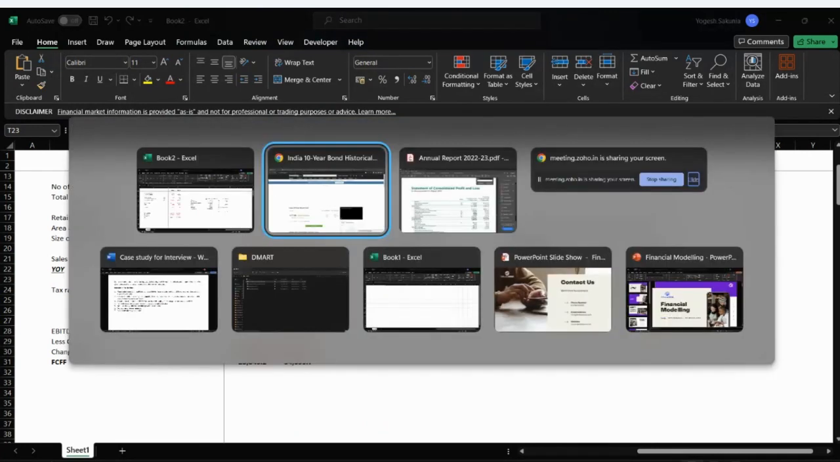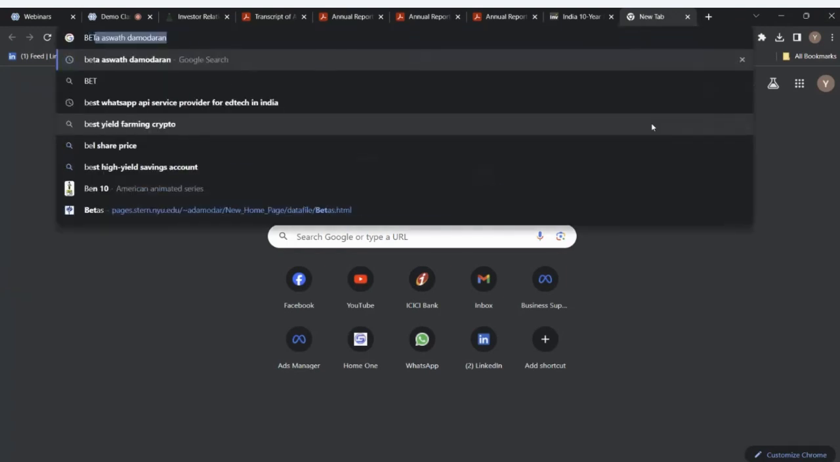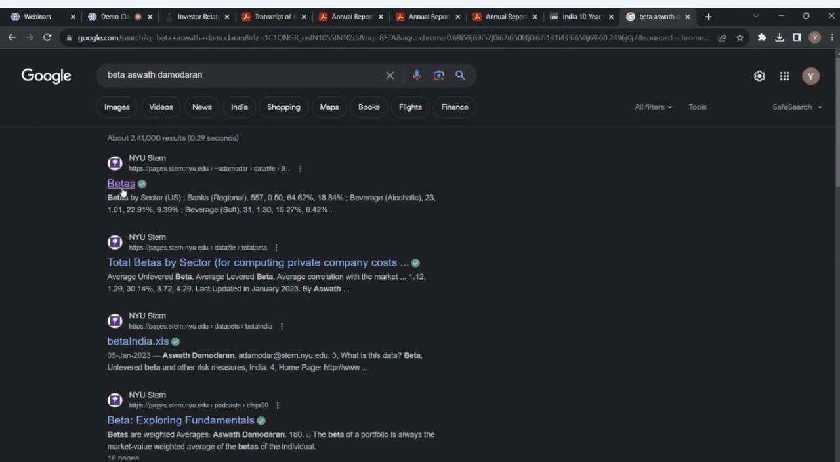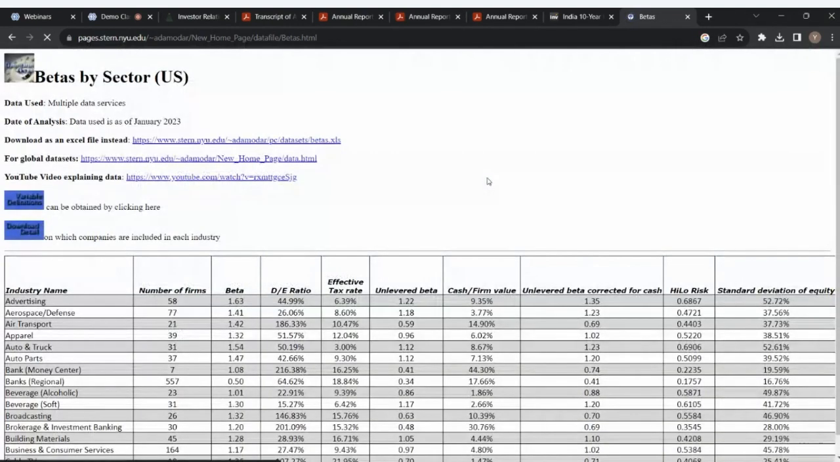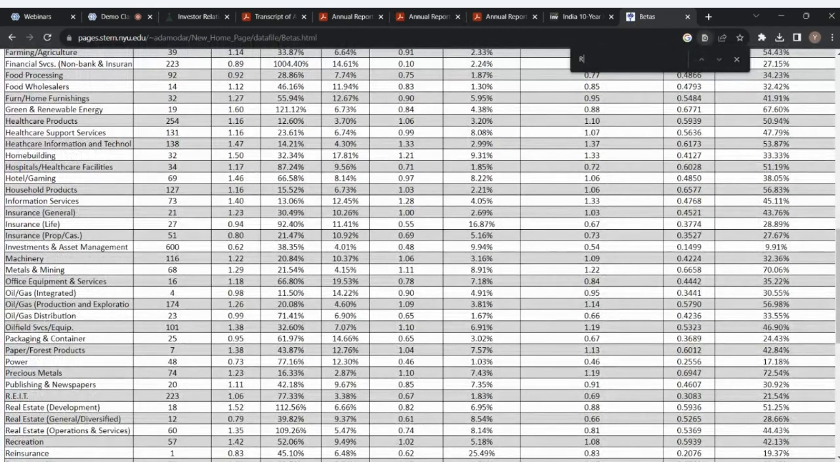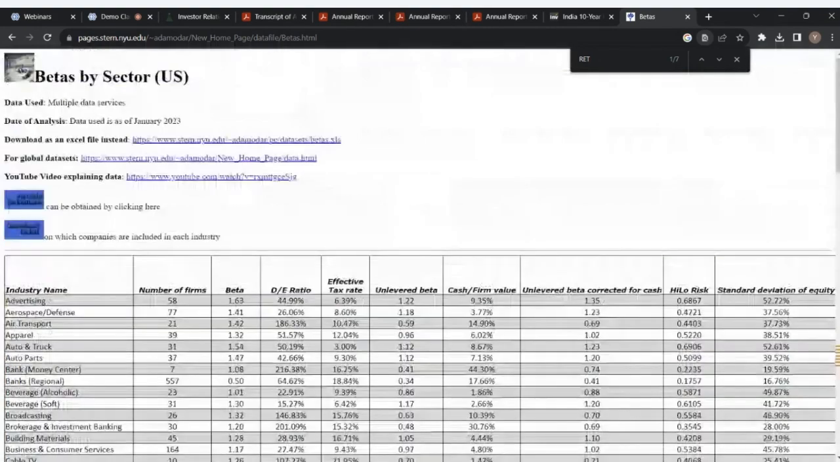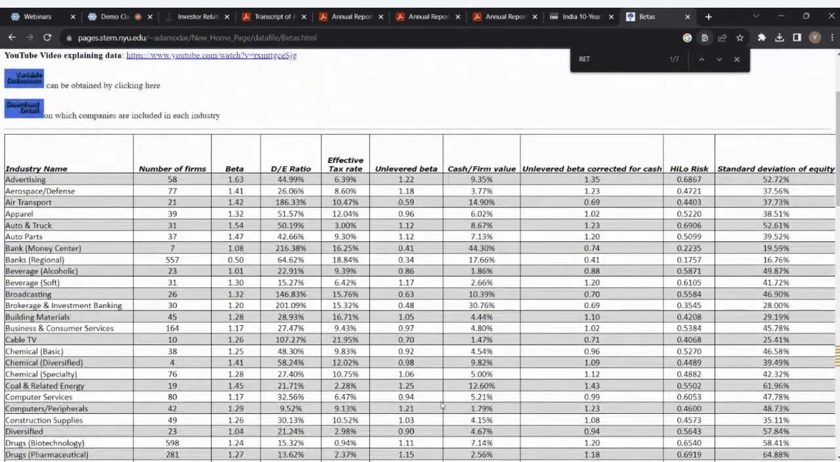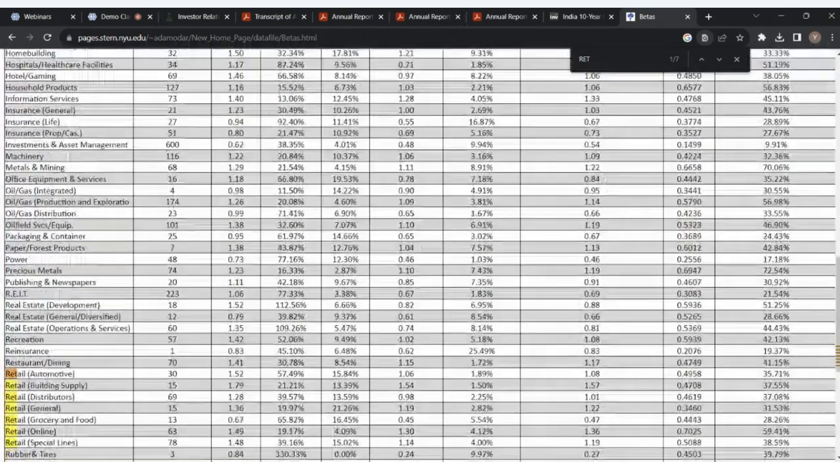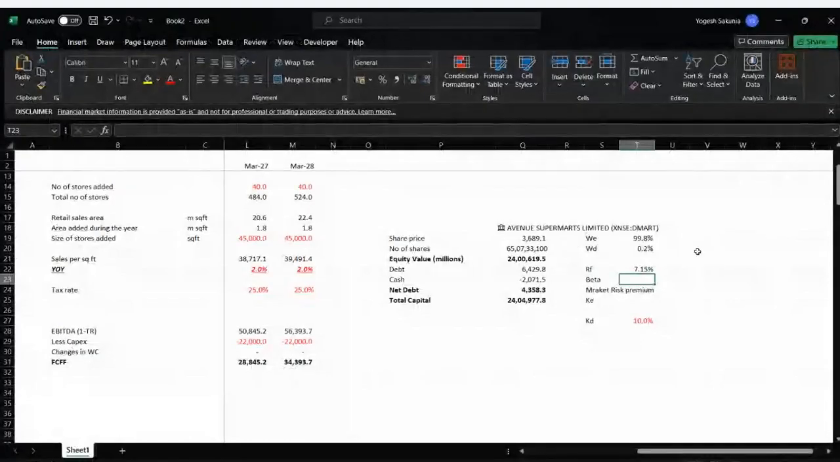Beta, we will quickly search for beta. Now you can use Mr. Damodaran's. What you can say is beta Ashwath Damodaran. He is giving beta for various industries. You can use that. So it is retail. Yeah, we will put this into retail, grocery, and food. And the beta, we'll use the unlevered beta. So it is this column. So general food, 0.5.